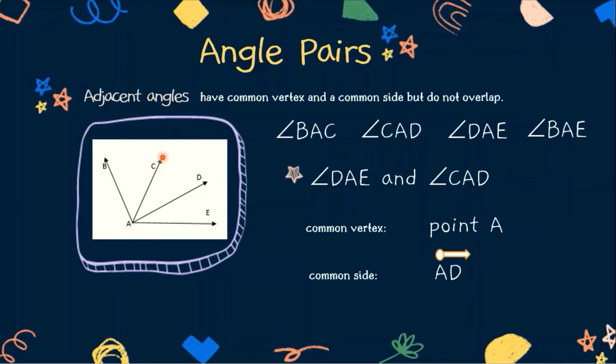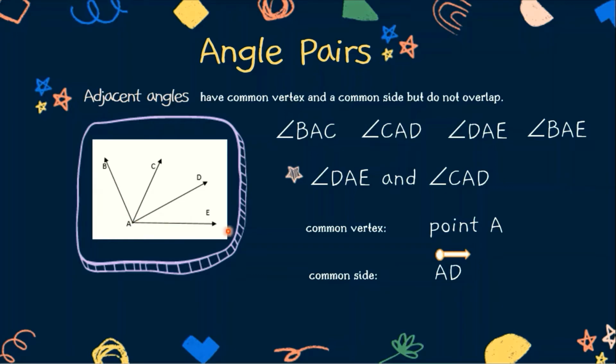Angle BAC and angle DAE are not adjacent angles because they may share a common vertex but they don't have a common side at all. And they are also not close to each other. So, hindi sila adjacent. Pag sinabing adjacent, dapat magkatabi.